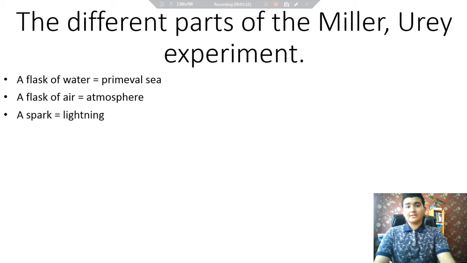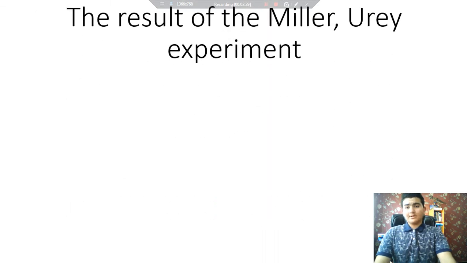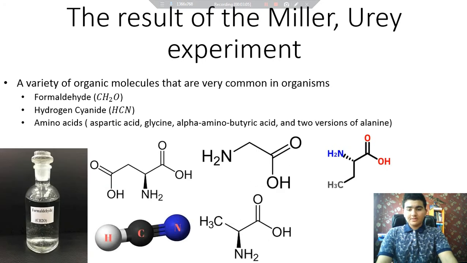role in atmospheric synthesis. The result was that Miller identified a variety of organic molecules that are very common in organisms. Some examples of these molecules are formaldehyde, CH2O, which you can also see written on the page, and hydrogen cyanide, HCN, and more complex molecules like amino acids and hydrocarbons. You can see some of the amino acids in the text. So in conclusion, organic molecules, or the first steps in the origin of life, may have been synthesized abiotically.